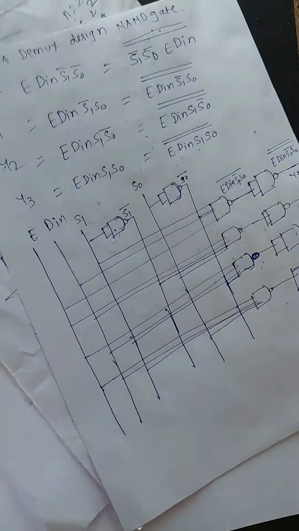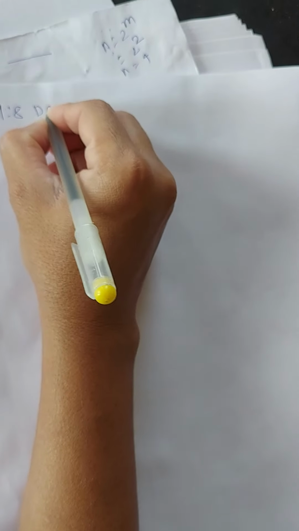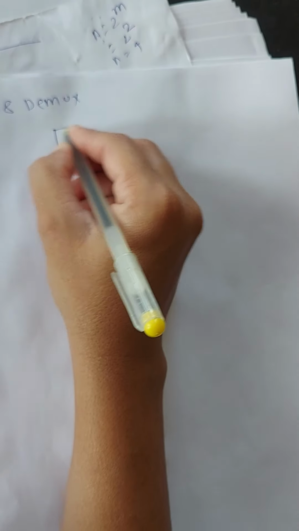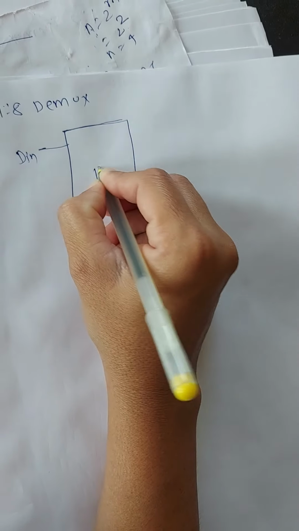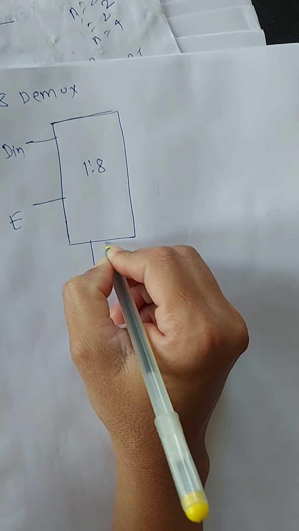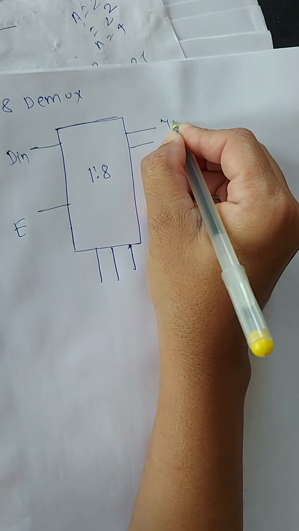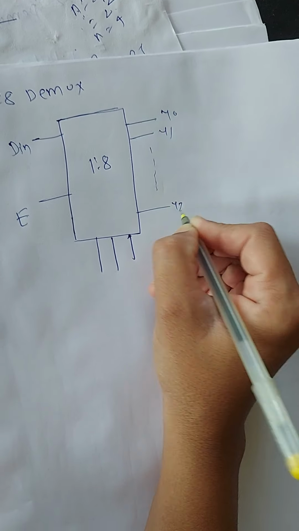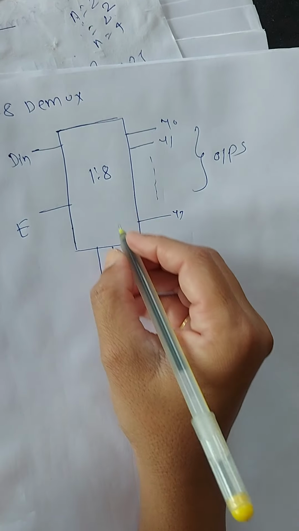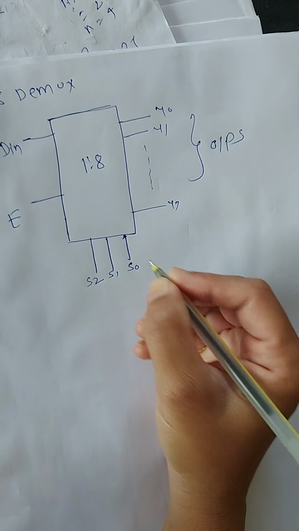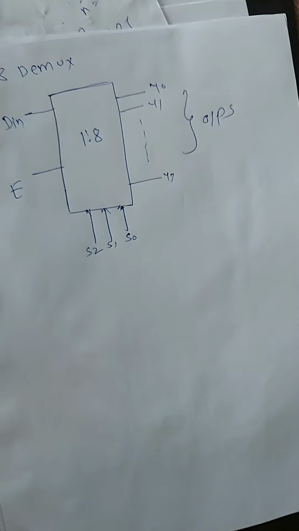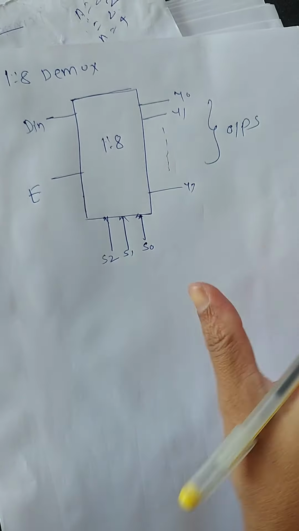This is the designing of the 1:4 demultiplexer. Next, 1:8 demux. Here I am giving only the block diagram. You have to design the truth table for 1:8 or 1:16 demux. One data input line, one enable, and 8 outputs Y0, Y1 up to Y7. For 1:8, 2 raised to 3 is equal to 8, so 3 select lines are required: S0, S1 and S2. This is the block diagram of 1:8 demux.